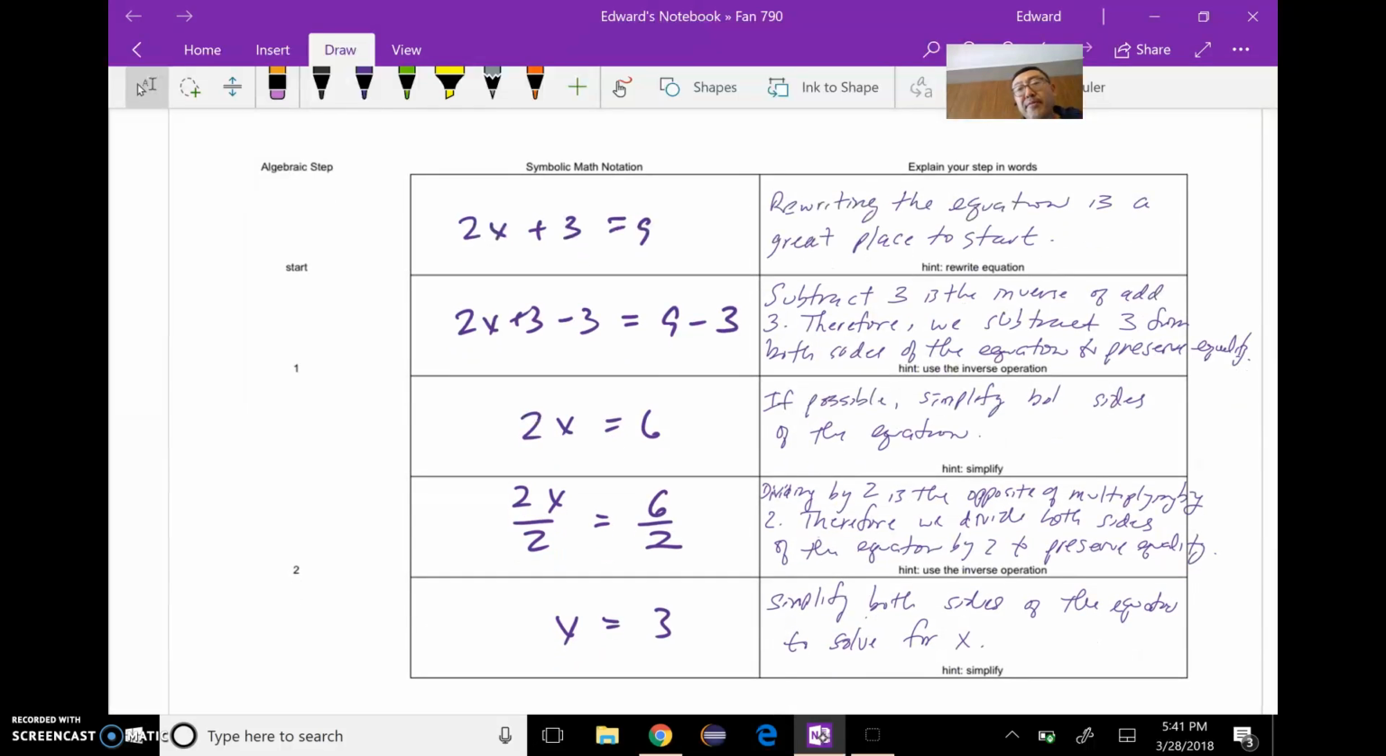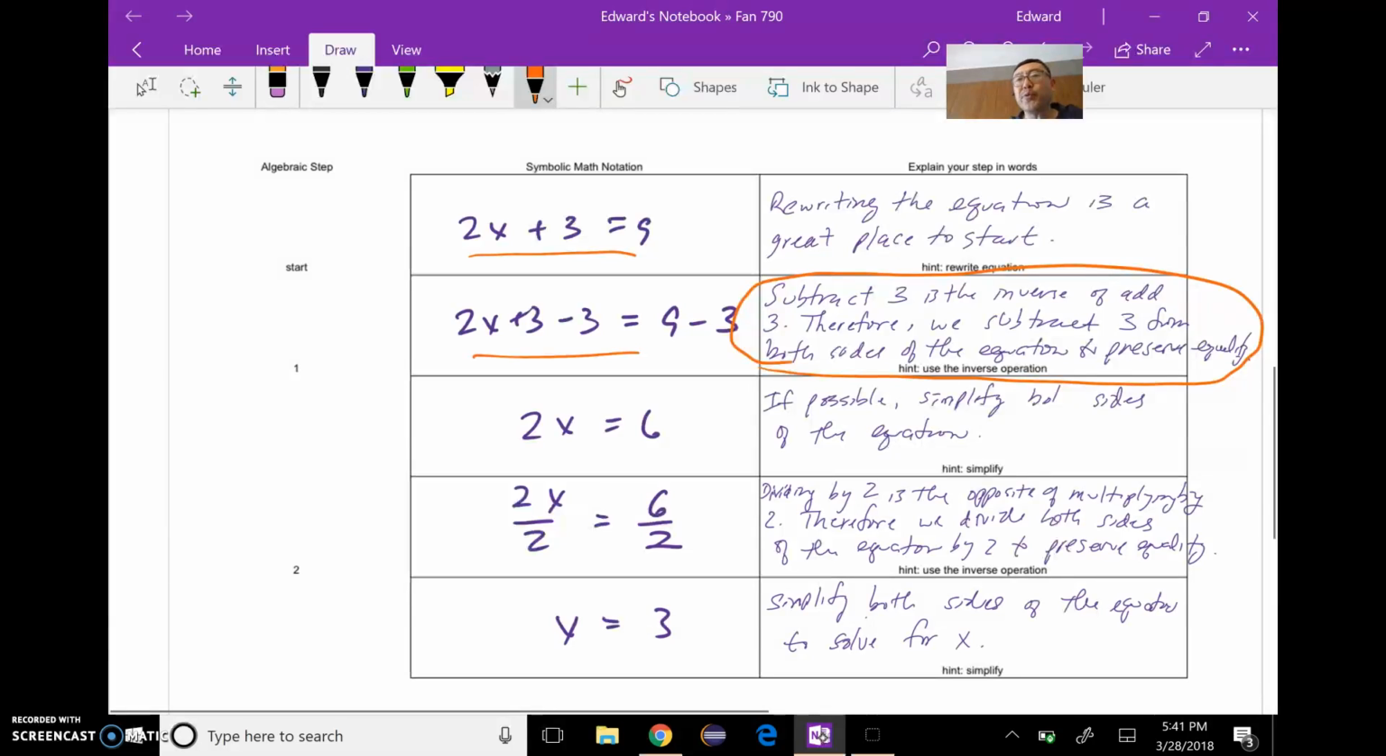In the second part of my graphical organizer, I've combined this into not only a column where we do the algebraic steps, which I have shown here, already outlined, but with a place to write out English equivalents. And I think the English equivalence is very important to help students really learn mathematics. Subtract 3 is the inverse of add 3. Therefore, we subtract 3 from both sides of the equation to preserve equality. That is an example of how a graphical organizer can be used.